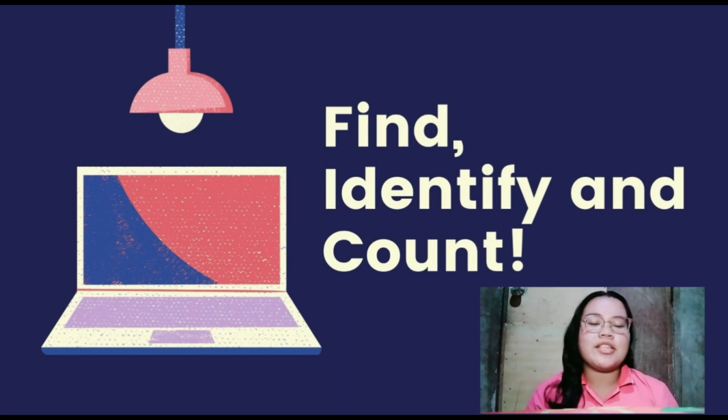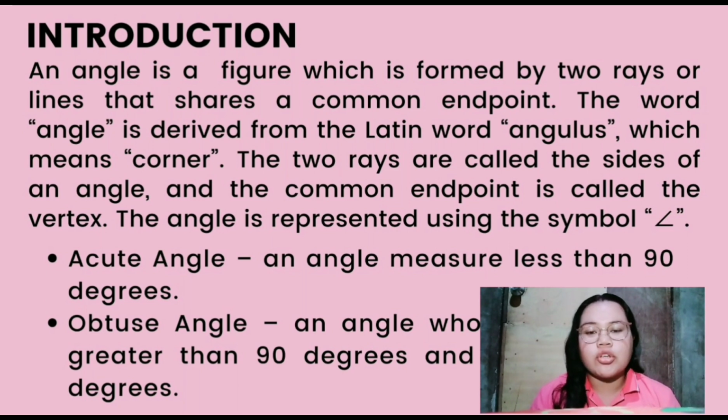Good day, I am Liza J. A. Silvestre, and the topic that I will discuss for our mathematical investigation is entitled Find, Identify, and Count. For the introduction, an angle is a figure which is formed by two rays or lines that share a common endpoint. The word angle is derived from the Latin word angulus, which means corner. The two rays are called the sides of an angle, and the common endpoint is called the vertex.